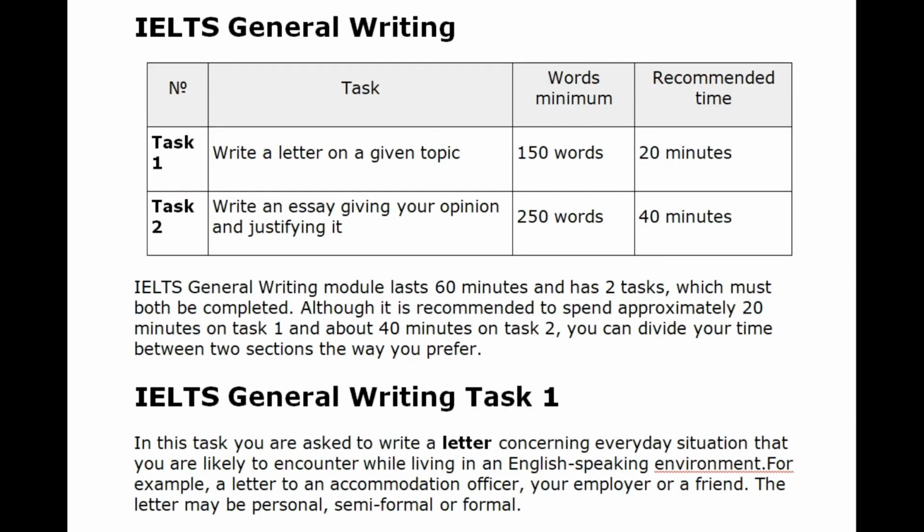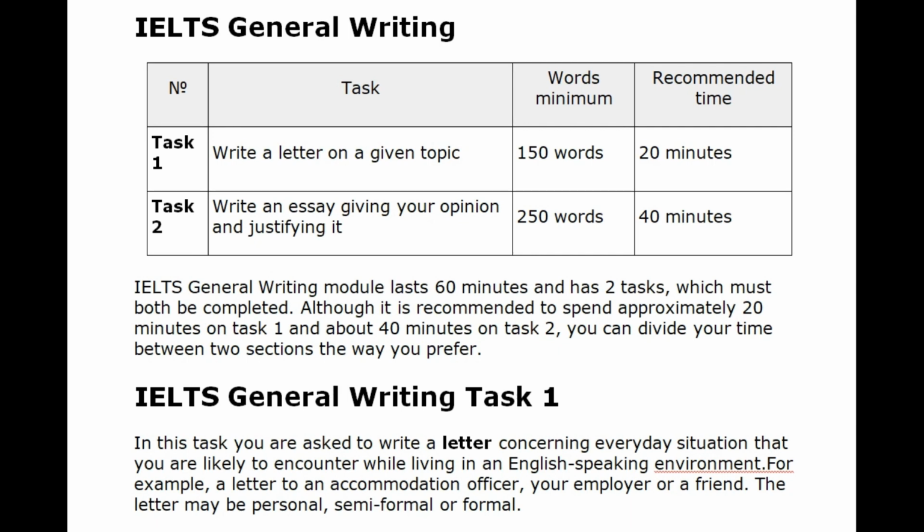IELTS general writing. Number 1, task 1. Write a letter on a given topic. The minimum word limit is 150 words. Recommended time is 20 minutes. Task 2. Write an essay giving your opinion and justifying it. The minimum word limit is 250 words and recommended time is 40 minutes.